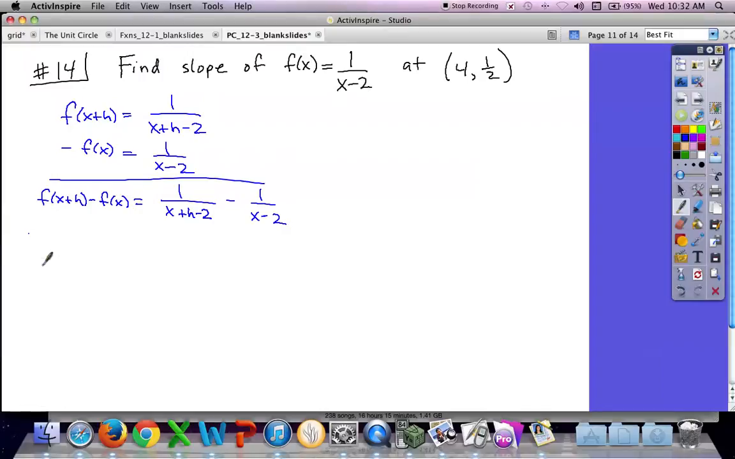So before we divide by h, let's simplify this, right? How is it that we subtract rational expressions? They have to have the same denominator, right? Well, in this case, there's nothing to factor there. What's going to be the common denominator?